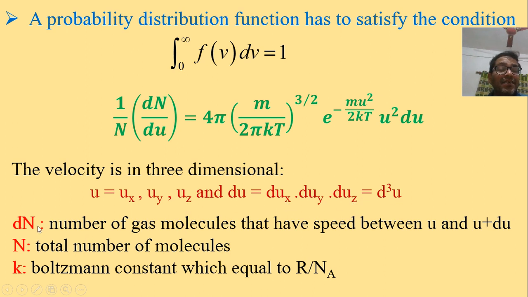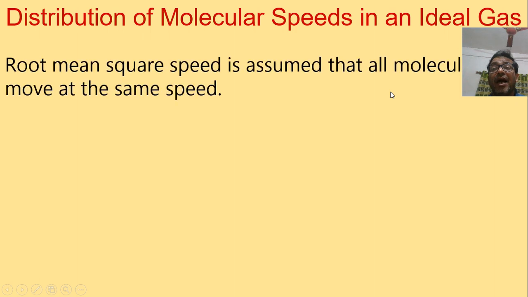And what is dN? I told you already, the number of gas molecules that have speed between u and u plus du. N is the total number of molecules, and k is the Boltzmann constant, that is R by Na. Okay, and here m is basically the mass of the particular gas molecule. So that is the expression. I am not deriving this expression; if we consider the probability function, after that we can derive these equations. Okay, so now the distribution of molecular speeds in an ideal gas.